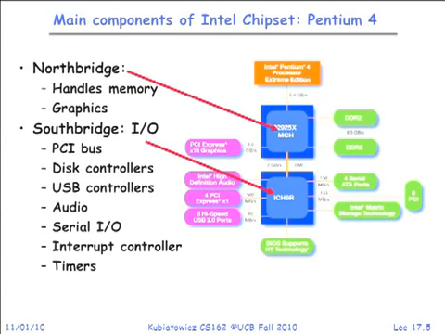Yes, how could the CPU be slower than the memory? That's a good question. Why is this only 6.4 gigabytes per second and this is 8.5? Is that the capacity, or is that like... No, that's a bandwidth.